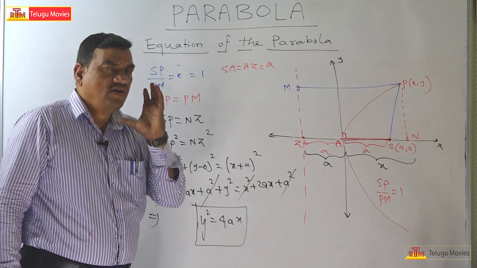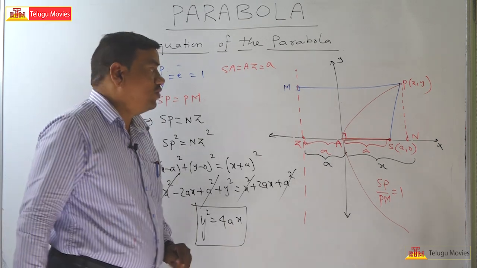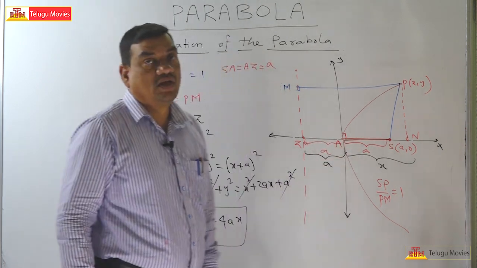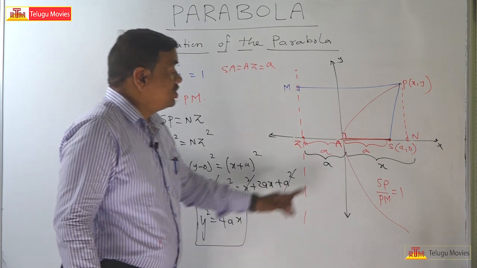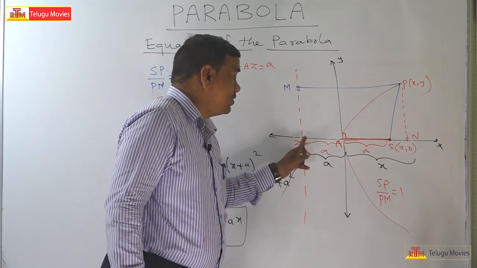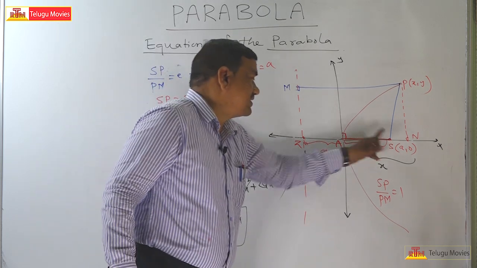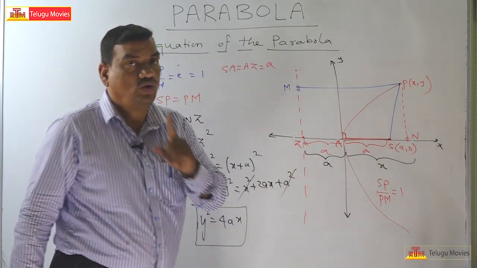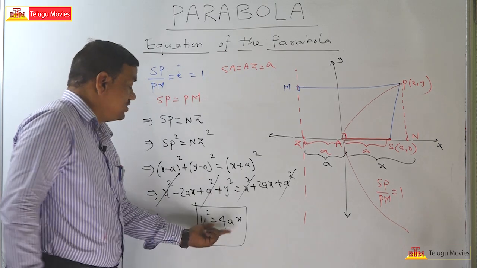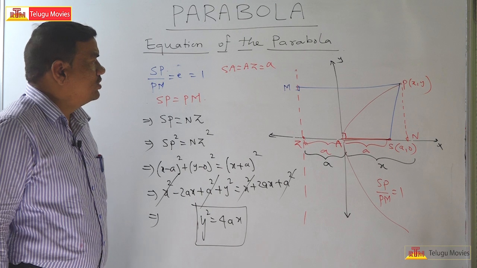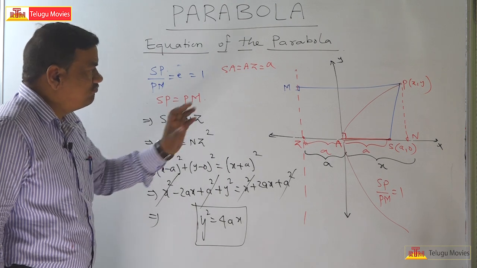You have to know that A is the distance between the focus and the vertex. For a parabola, the distance between the vertex and the directrix is also the same. Why? Because SA by AZ is equal to 1. Understand? So this is called the equation of the parabola. Very nice, very simple definition.